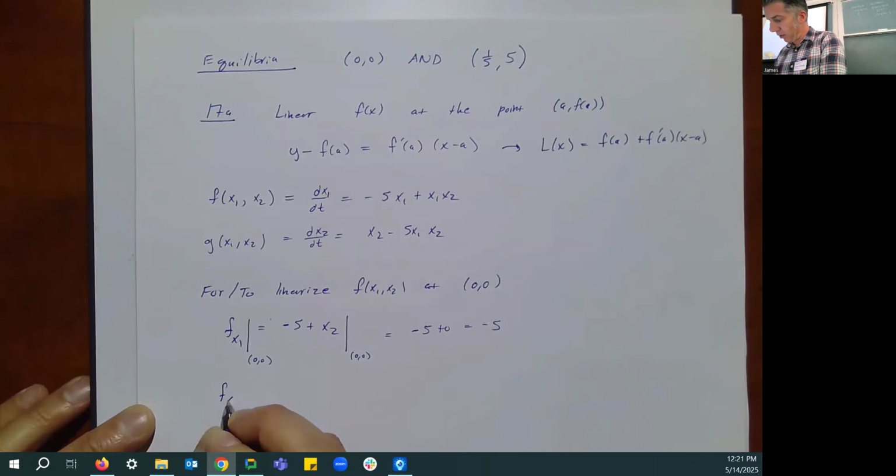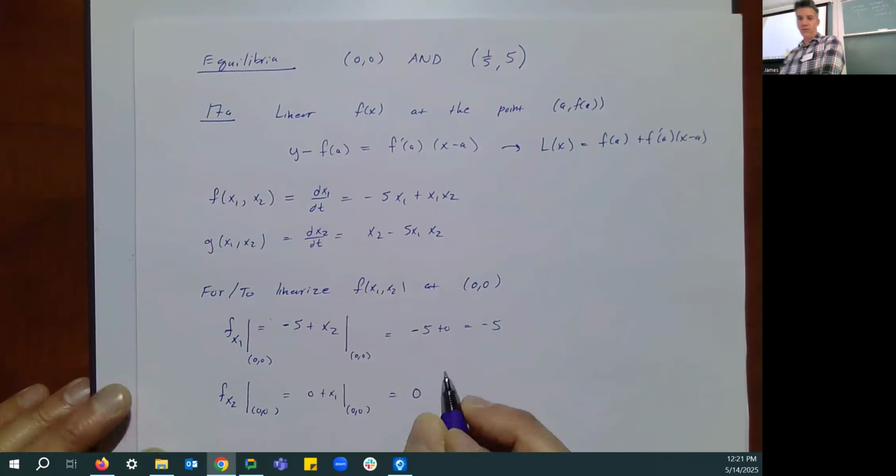And then the partial with respect to x2 for f: the derivative with respect to x2 is just going to be 0 plus x1. If I plug in 0, comma 0, it's not super exciting. We're going to get 0.